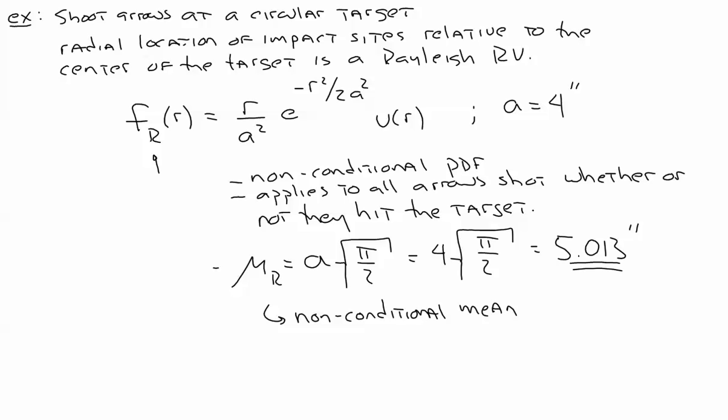All right, this is the non-conditional mean. This is the mean radius of impact sites for all arrows I might shoot at my target, whether or not they actually hit the target. Okay? So, now let's assume that my target is 12 inches in diameter. Okay? Radius of 6 inches.